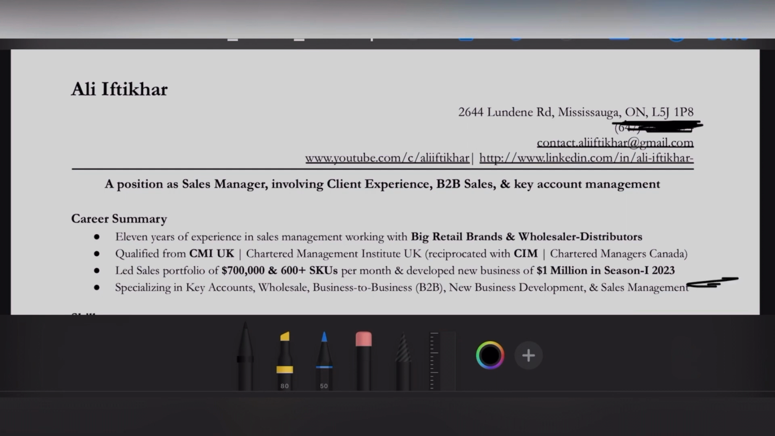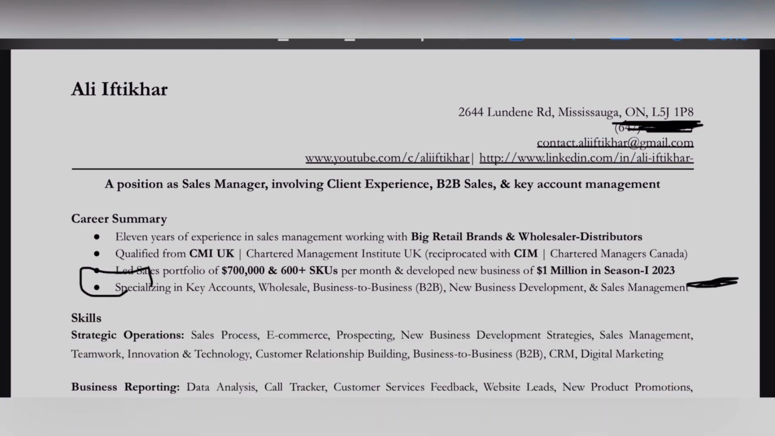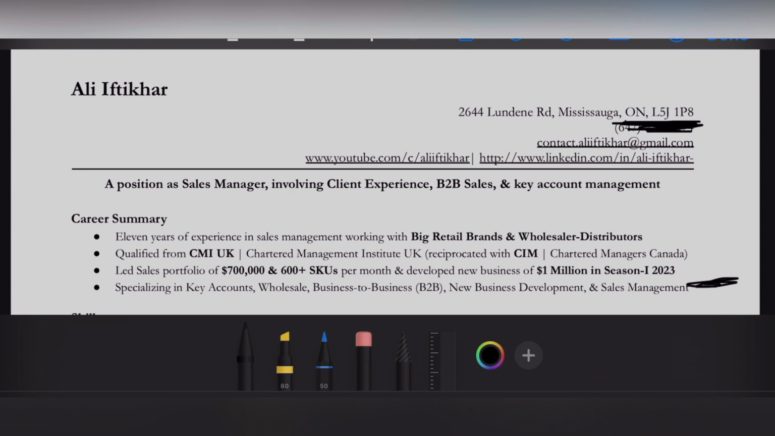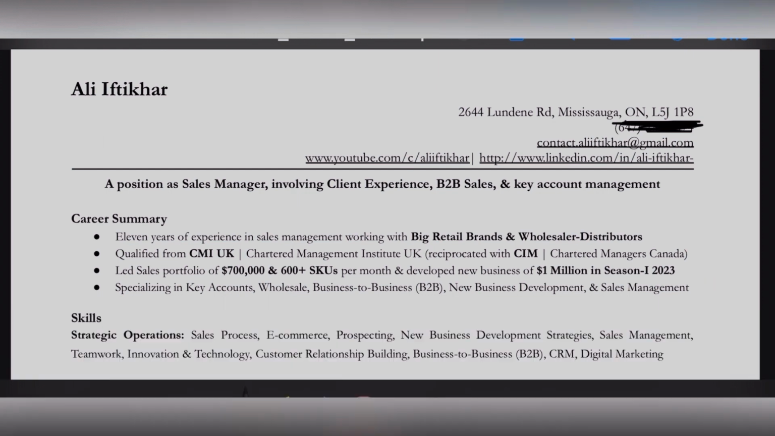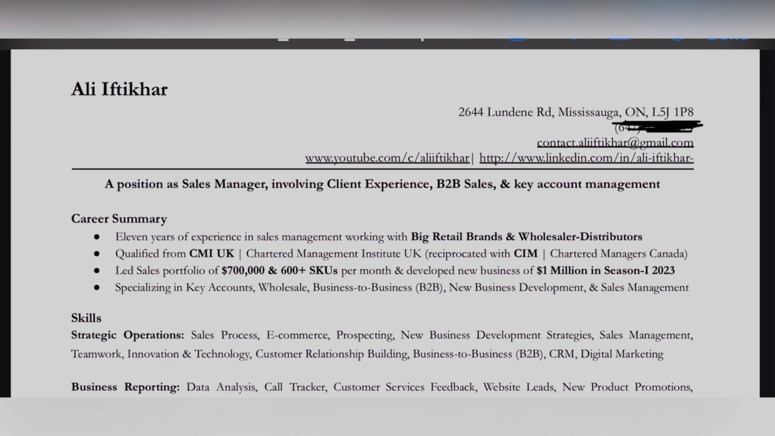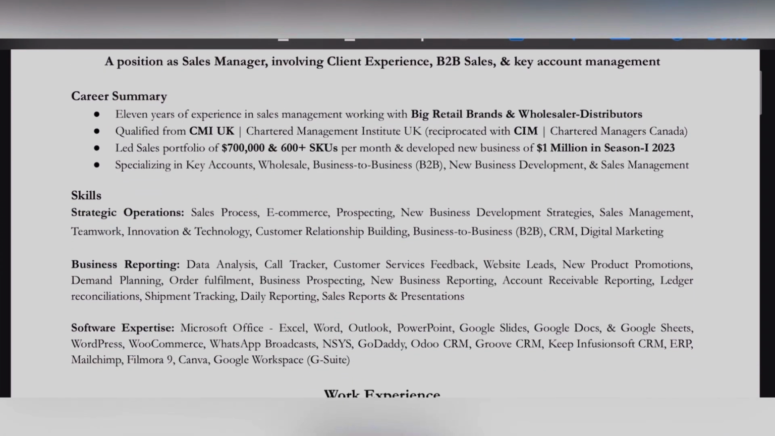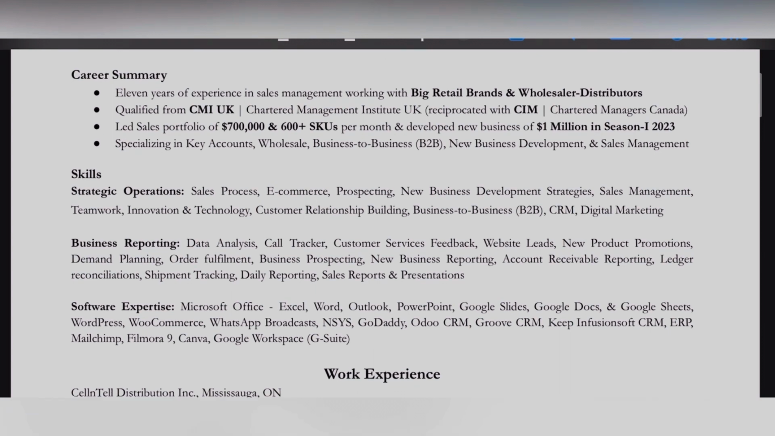Now, this line is important. It has the keywords: new business development, sales management, key accounts, wholesale, B2B. These are all keywords. So I wanted to highlight these keywords for what? For that thing called ATS, the AI based application tracking system. You guys know that not all the resumes that are submitted for a job go through a recruiter's eye. They usually use this software, and the software reads your resumes and catches keywords. So I inserted the industry standard keywords.